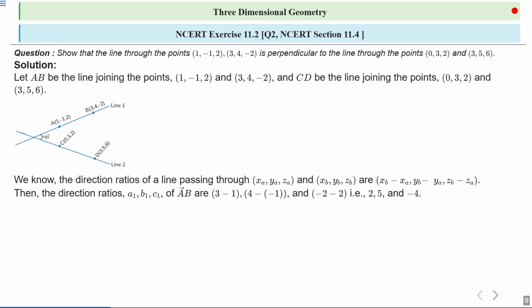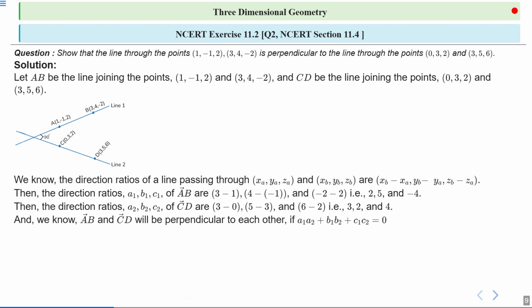So, we will get the direction ratios A1, B1, C1 of line AB are 3 minus 1, 4 minus -1 and -2 minus 2. That is 2, 5 and -4. Next, let's find the direction ratios for the line CD. So we do the same thing. The direction ratios of line CD, A2, B2, C2, are 3 minus 0, 5 minus 3 and 6 minus 2. That is 3, 2 and 4.